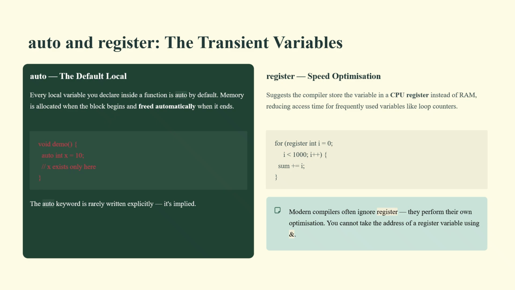So here are some important points: faster than RAM, cannot use the ampersand operator, the compiler may ignore it. Use cases: loop counters, frequently accessed variables. So auto and register variables are temporary and performance oriented.